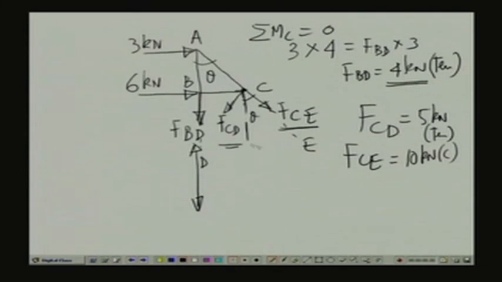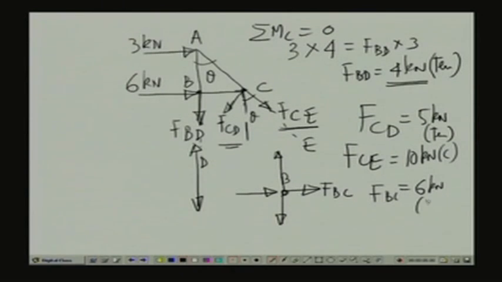And so, we have seen AB, AC, BD, CD, CE, and the member which is remaining is BC. If we take the equilibrium of this particular joint, we have a 6 kilonewton force here. This is joint B. We have member AB, we have member BD, and we have member BC, for which the force will be FBC, and the value of FBC from this will come as 6 kilonewton, and which is a compressive force.